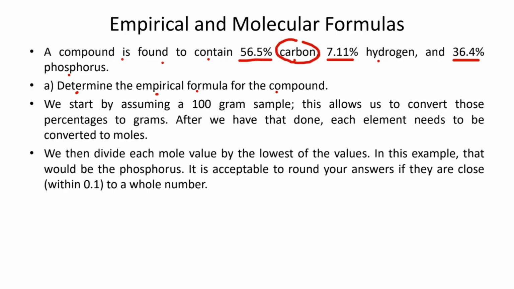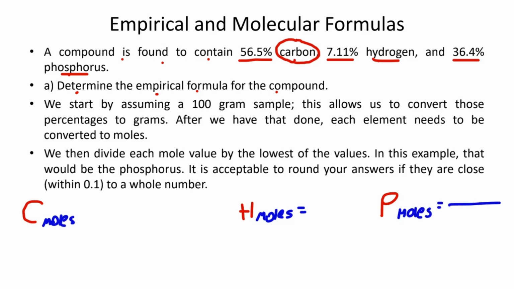So first of all, we have carbon, okay? So this is carbon. And we have hydrogen. So this is the hydrogen. And we have phosphorus. So this is the phosphorus, okay? Then we are going to write moles for each one of these. So we are going to find the moles of the carbon, the moles of the hydrogen and the moles of the phosphorus. Okay? So, moles, as we have studied previously, equals mass over molar mass.